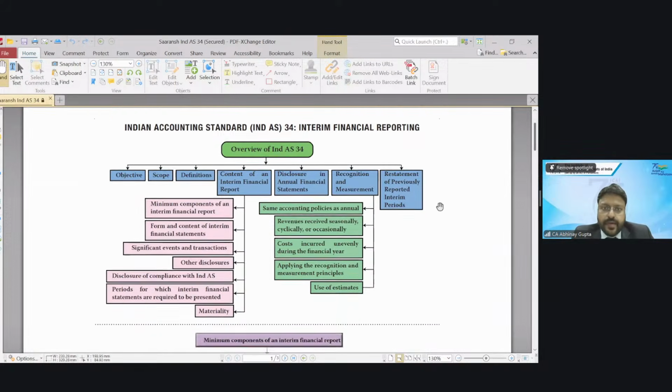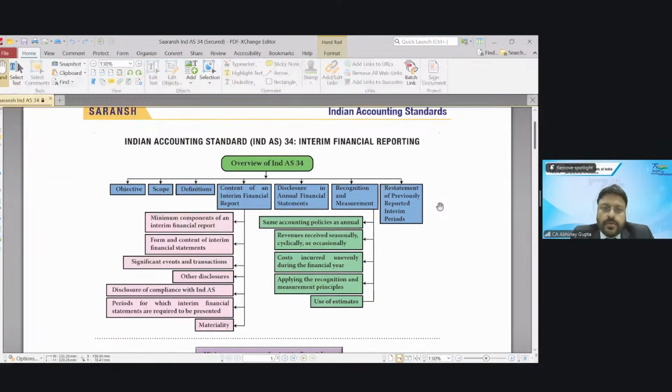Okay. So the next topic for today is Ind AS 34, interim financial reporting, right? As I previously said, Ind AS 1 guides the presentation requirements for the complete set of financial statements, while Ind AS 34 guides the presentation requirements for interim financial reporting if the company is preparing condensed financial statements, right? So the Ind AS 34 overview: what is the objective?